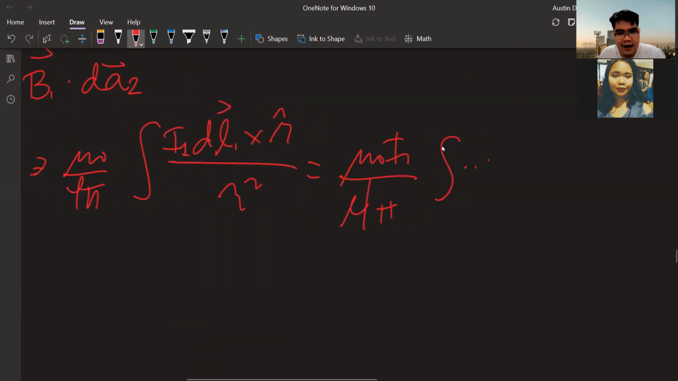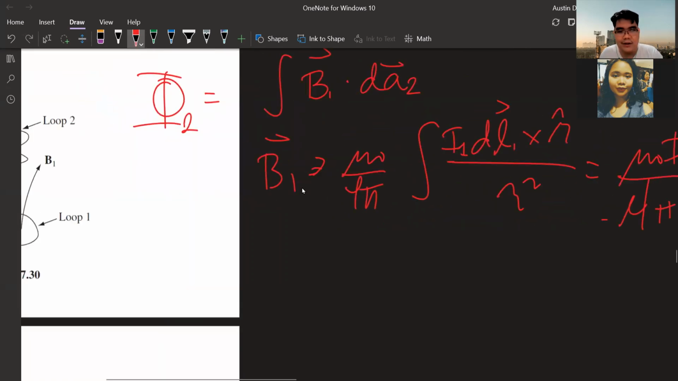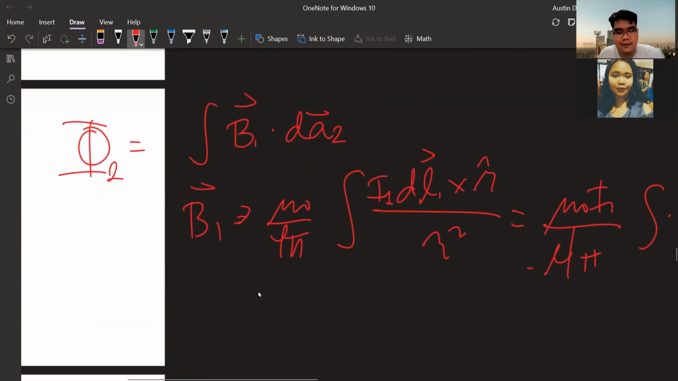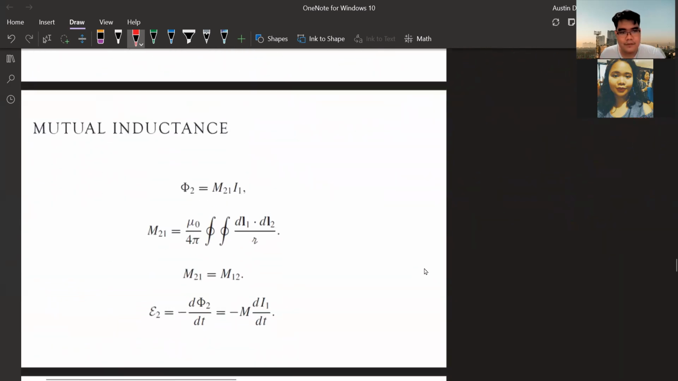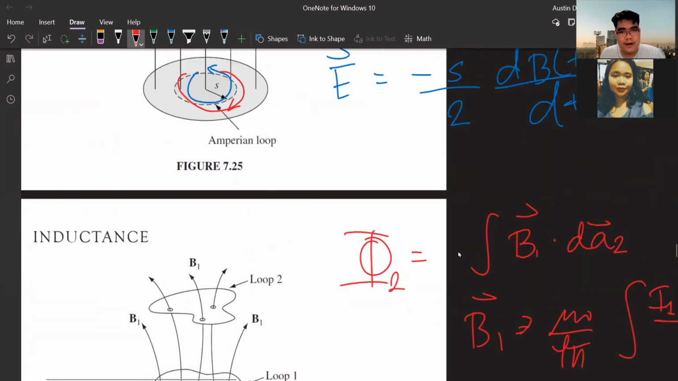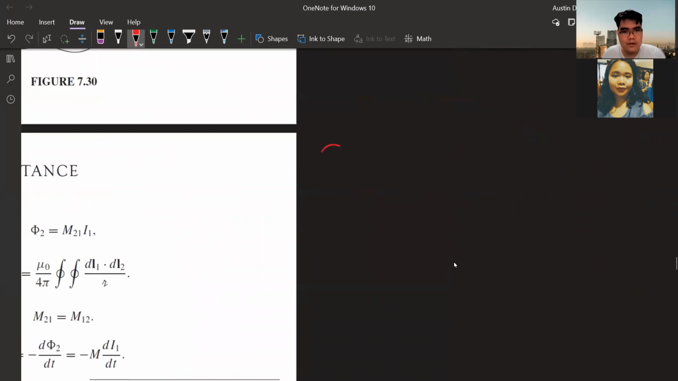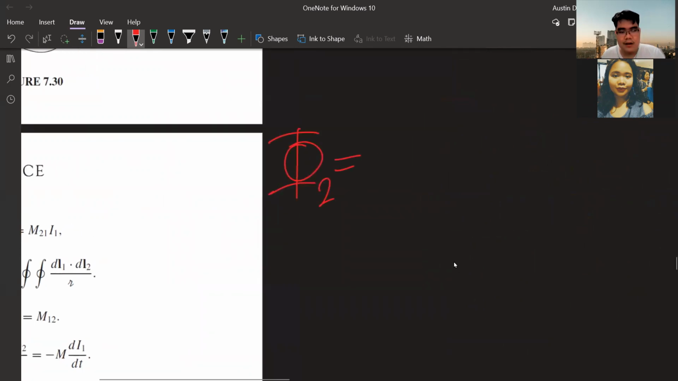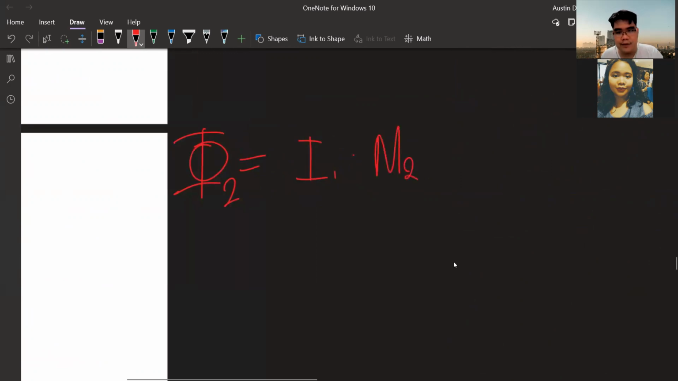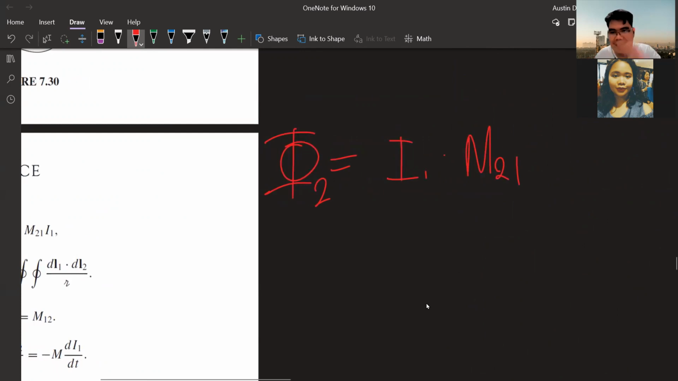Okay? My point is that if you increase the current, mag-increase din linearly yung magnetic field mo. Okay ba yan? Kuha? Therefore, I could say that phi2 is just I1 times some constant, which is M21. Okay? Yung M21 is not magnetization. No? Nauubusan na tayo ng letters. So this is actually mutual inductance. Okay?